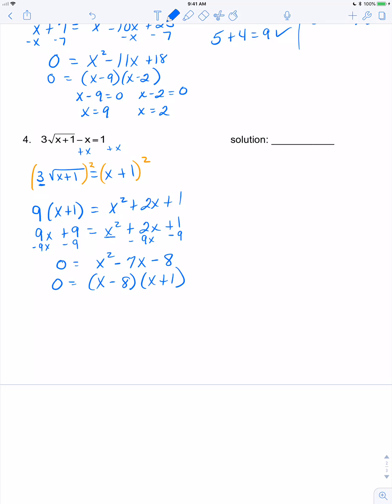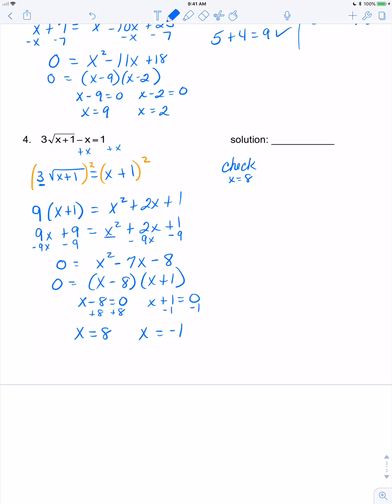Okay, so I factored that. So x squared minus 7x minus 8 factors into x minus 8 times x plus 1. Set both of our factors equal to 0. So add. So x is equal to 8. x is equal to negative 1. So let's go check both of these answers and see if they are both true answers.